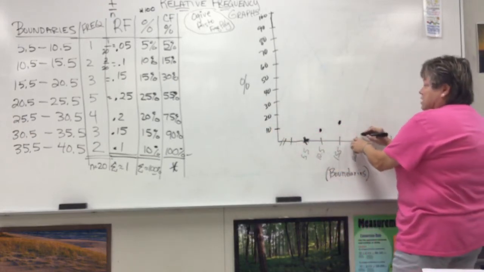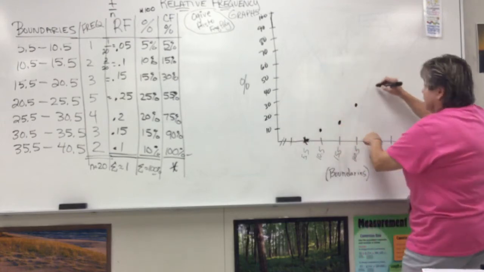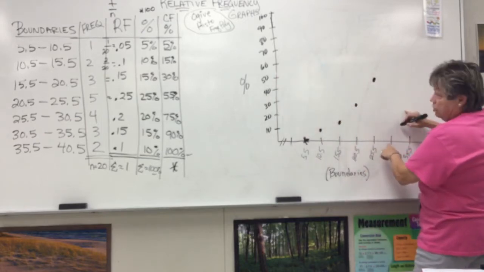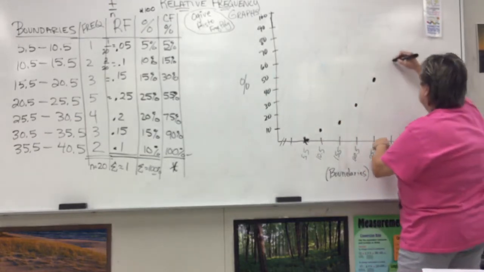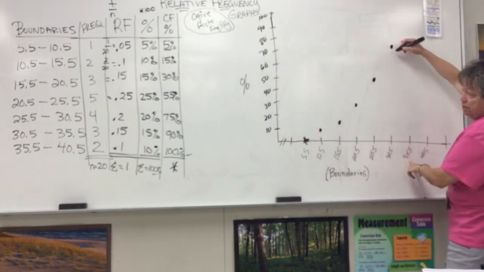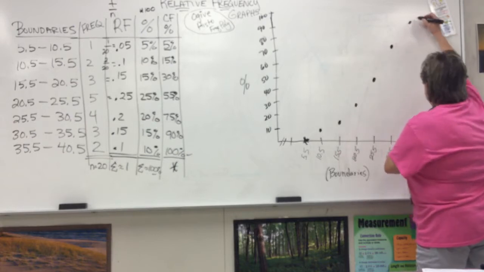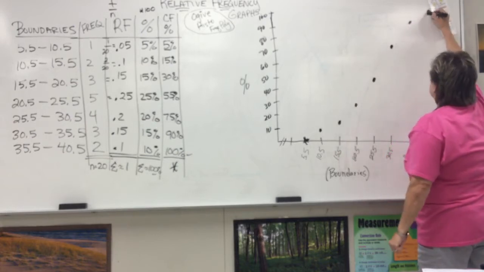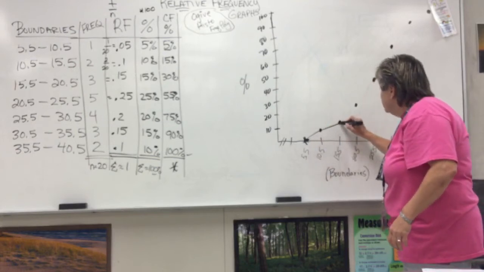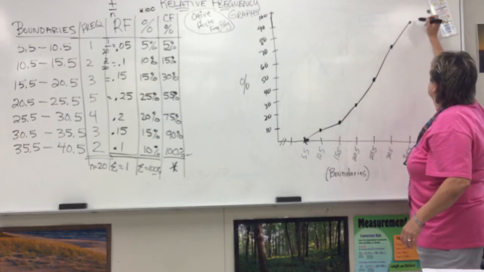By the end of the next class, we've accumulated 30%. By the end of the next one, we're at 55. We're over here to 30.5, we have 75%. Okay, at the end of the 35.5, we're clear up here to 90. And lastly, we land at 100%. So to finish that ogive, or the cumulative frequency percent graph, we will just connect our points.